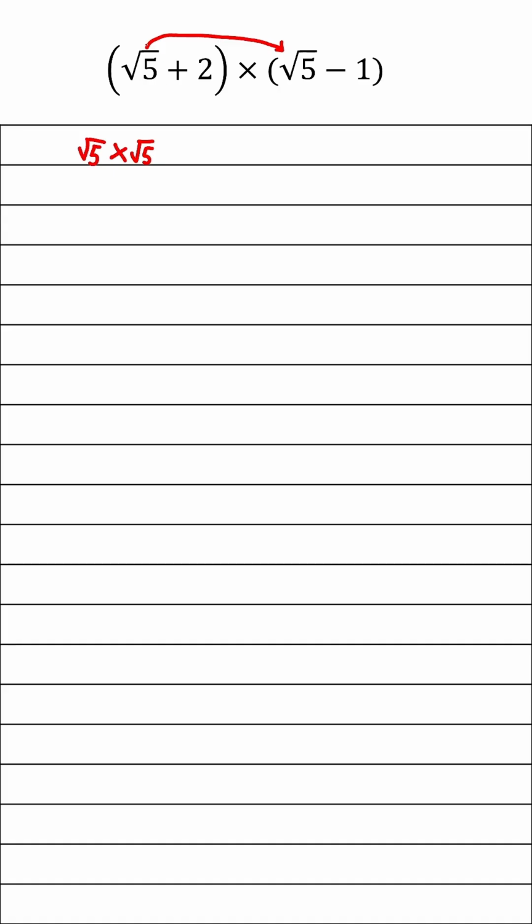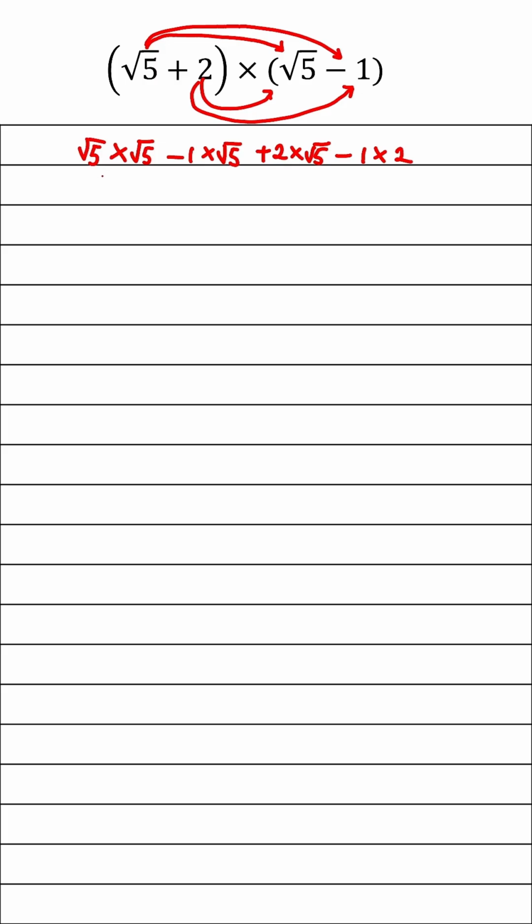Next, multiply the outer terms. Root 5 times negative 1 equals negative root 5. Now, multiply the inner terms. 2 times root 5 equals 2 root 5. Finally, multiply the last terms. 2 times negative 1 equals negative 2.